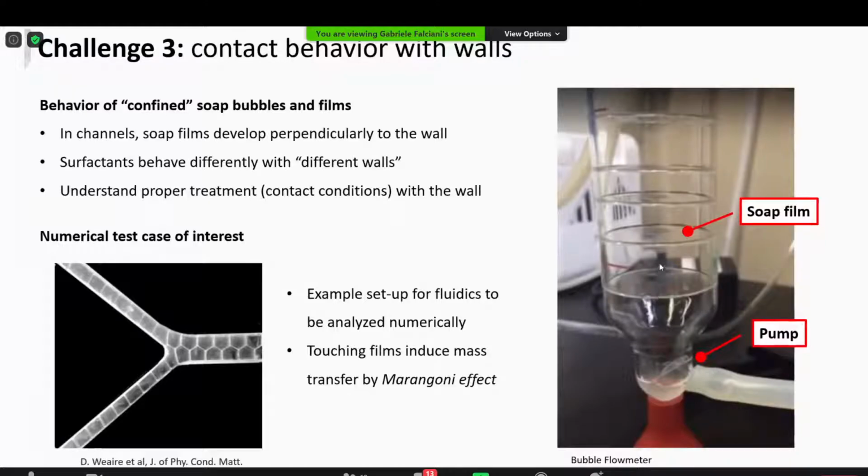And a more complex case is this Y junction, where these two films are approaching each other. So now we don't have only the contact of the bubbles with the walls of the film, but also the contact between the two different films, which complicates the computation.